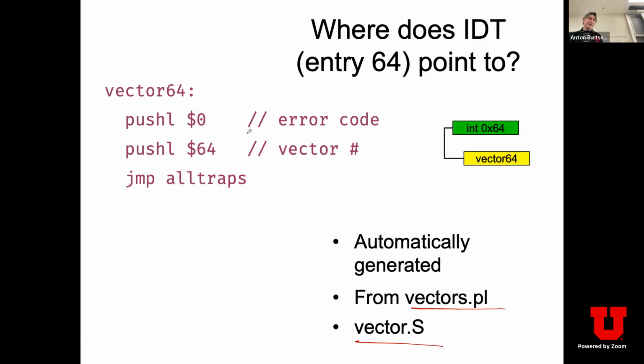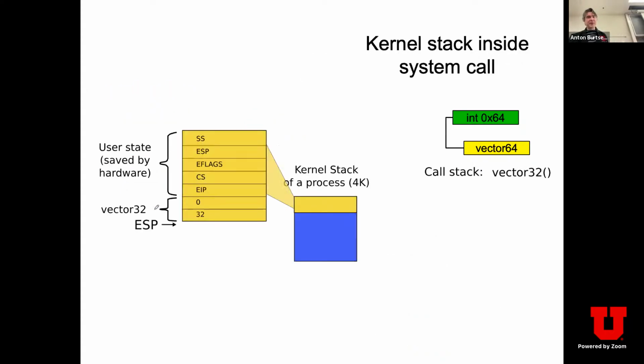So again, similar, since int 64 doesn't push an error code, they push a fake error code 0 on the stack to make sure that the stack is the same shape as during the interrupts or exceptions which push error codes. They push 64 on the stack to make sure that they later on can understand that they are executing interrupt 64, jump to alltraps. Everything is identical to the previous lecture.